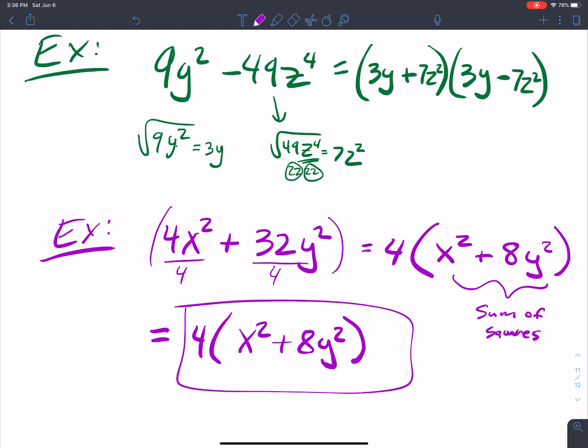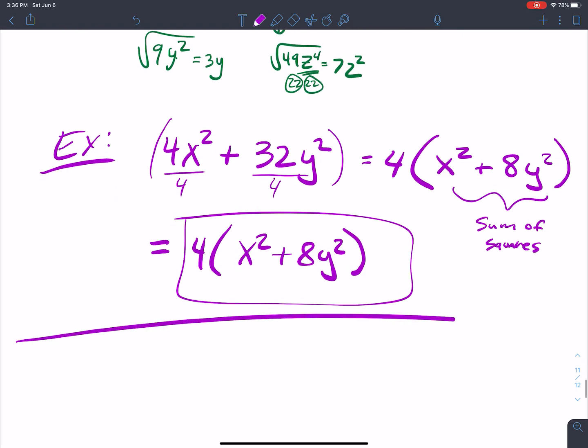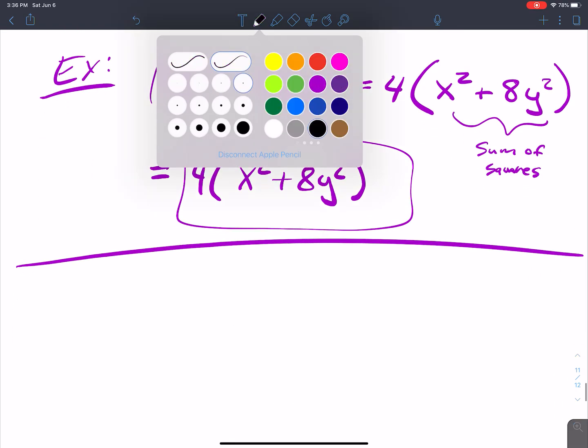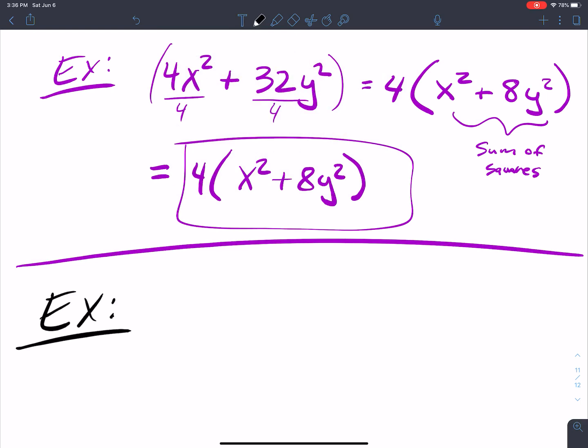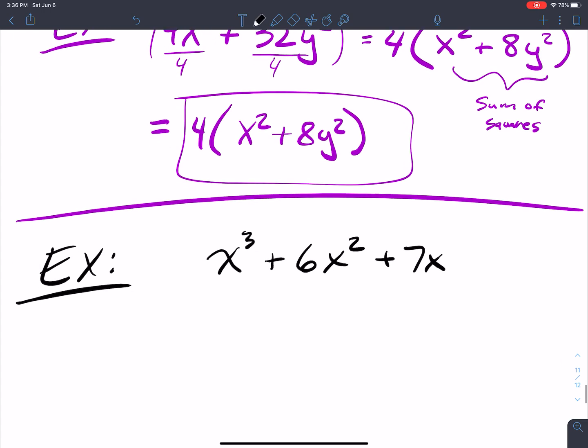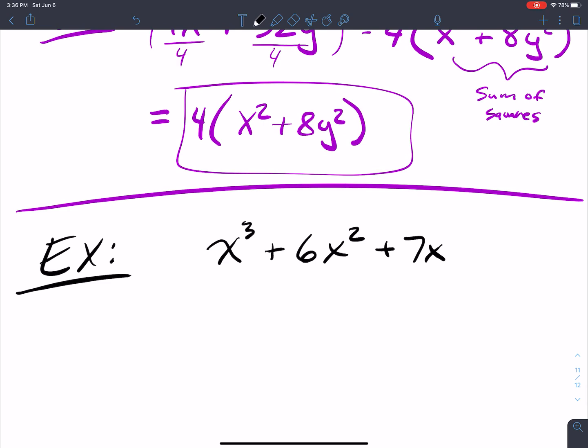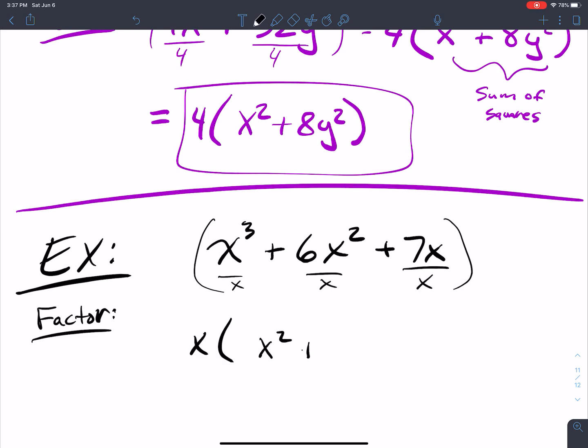So let's just do one more problem, and then we'll summarize it. x cubed plus 6x squared plus 7x. All right, step 1 for factoring: GCF. What's in common between all those? There's an x with all of these. So I'm going to pull an x out. That leaves me x squared plus 6x plus 7.